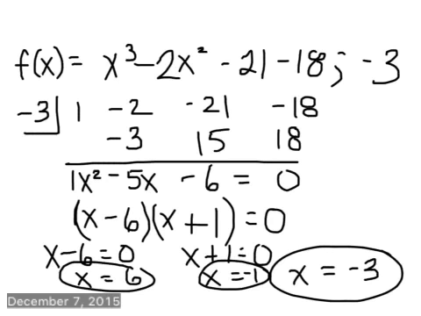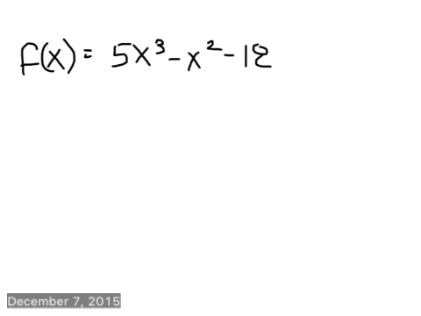All right. Let me give you one more, just because. I got f of x equals 5x to the third minus x squared minus 18x plus 8. And the 0 that I'm giving you is negative 2. So what number goes in my backwards L? Negative 2. What numbers go across?